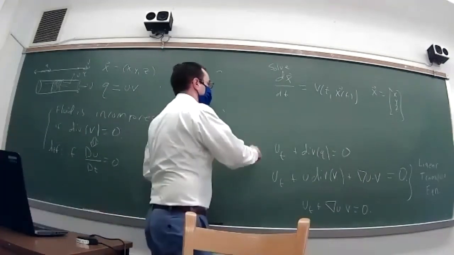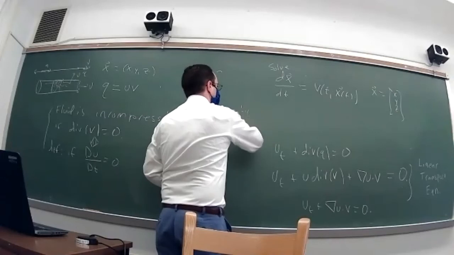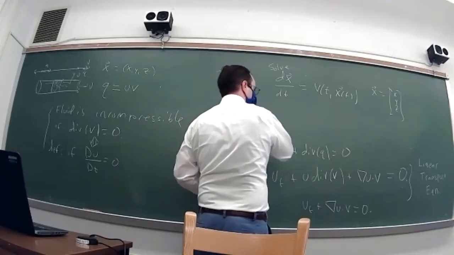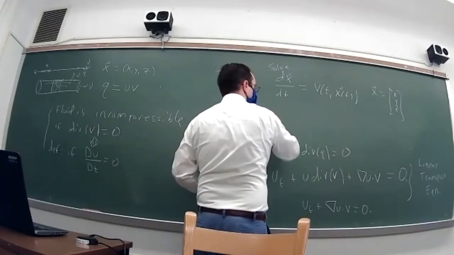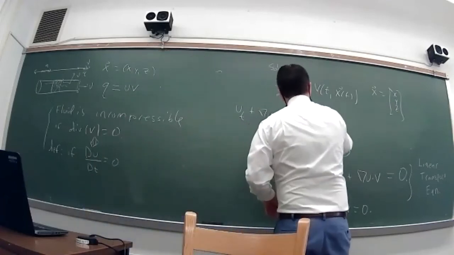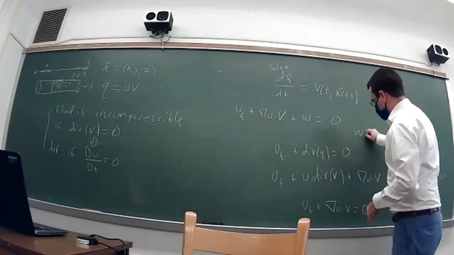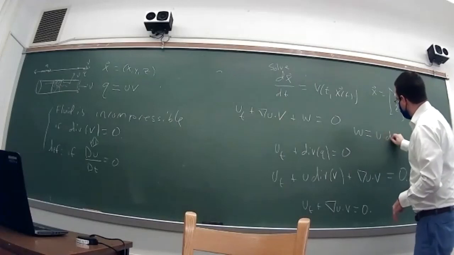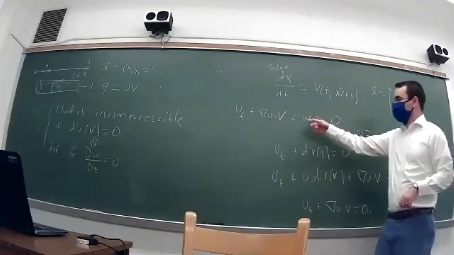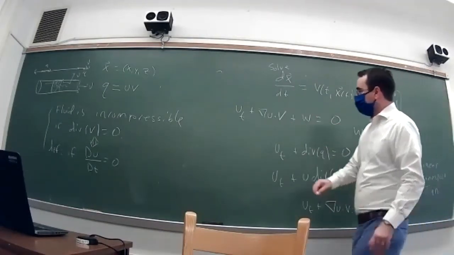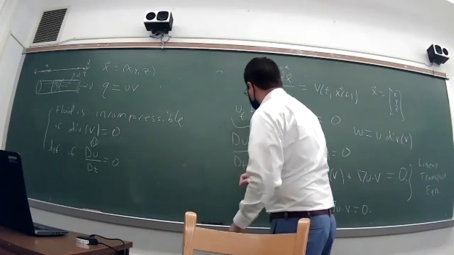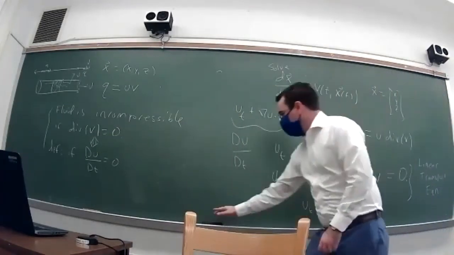So just like before, you write down the general equation, u sub t plus gradient u dot v plus w equals 0, and in our case w is equal to u times divergence of v. But in general, w could be any term that depends on x, t, and u. This term will be du dt, and you can check that.